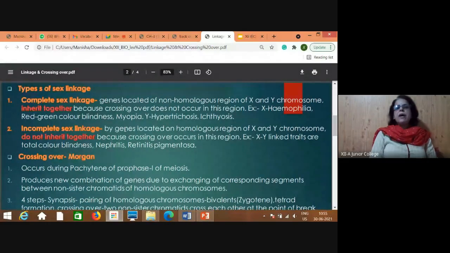Here, this happens with genes located on the homologous region of the X and Y chromosome, which do not inherit together because crossing over occurs in this region. And these examples are XY linked traits. Means they are called XY linked traits. And the examples are total color blindness, nephritis, retinitis pigmentosa. What exactly these are, I will explain at a later stage.